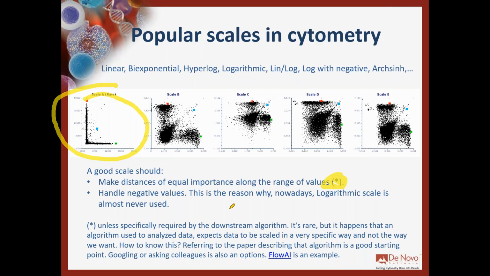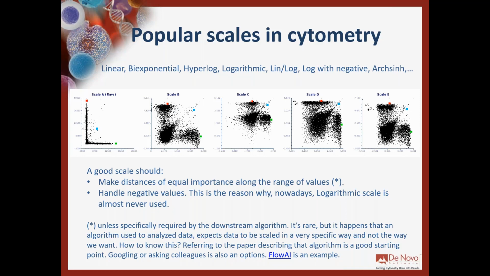From the top of my head, I can think of DNA cell cycle and FlowAI, but an algorithm might come in the near future that says it should be run on unscaled data. So be prepared for that. Always ask yourself, shall I scale the data before running the algorithm of interest? 99% of the time, the answer is yes, but always be prepared. So read the original paper, Google on the internet, or send us an email if you have any doubt.